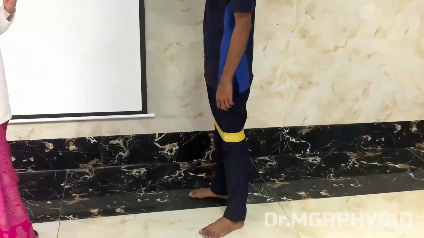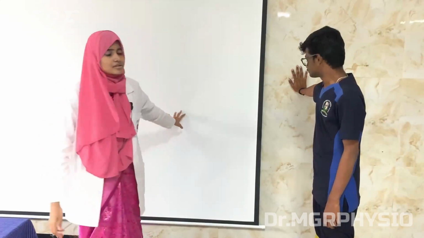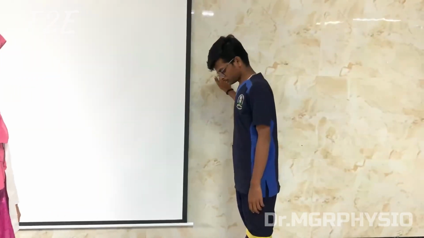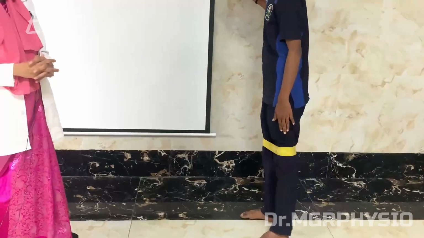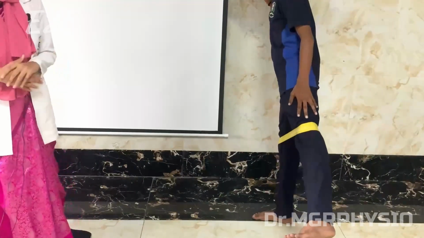The patient may feel difficulty, so initially we should place the loop band around the knee joint. Now ask the patient to support himself against the wall. Here his left limb is affected, and we ask the patient to do hip abduction. This exercise is an open chain exercise, as the foot is not in contact with the ground.